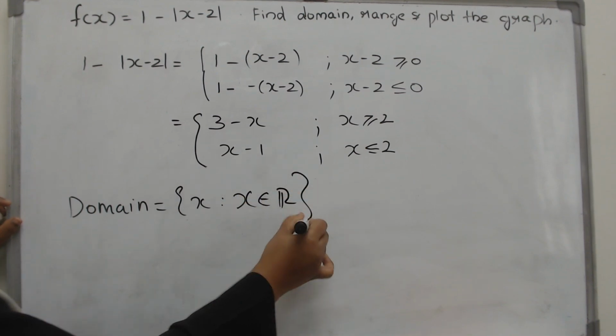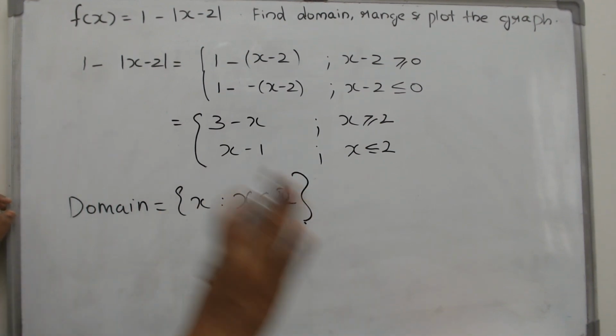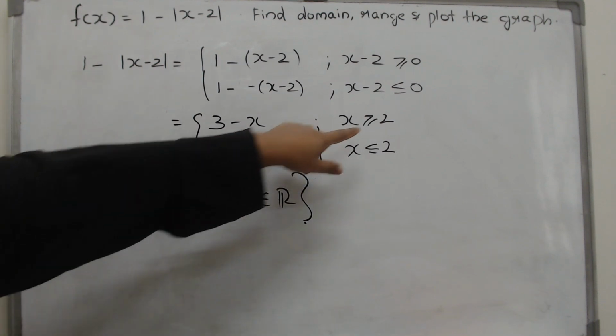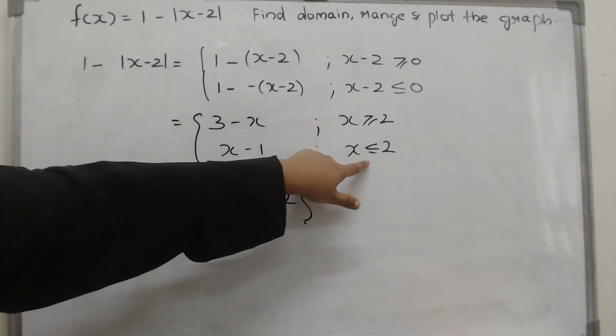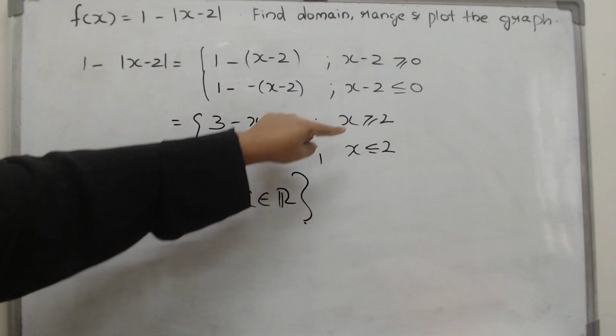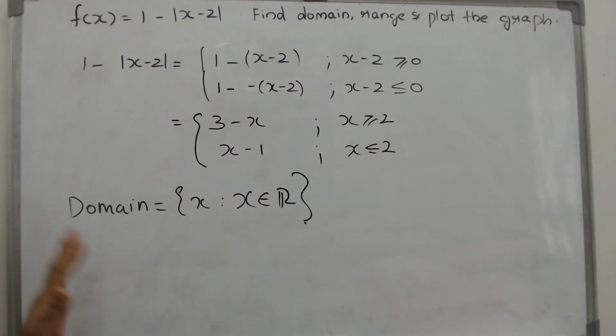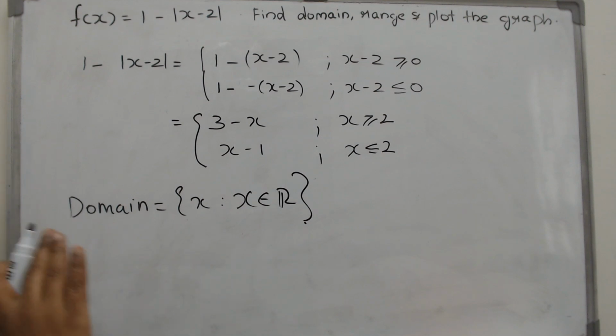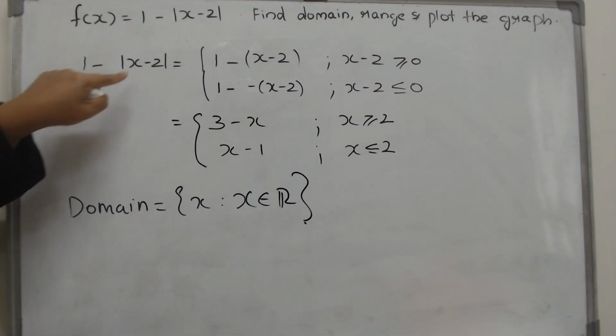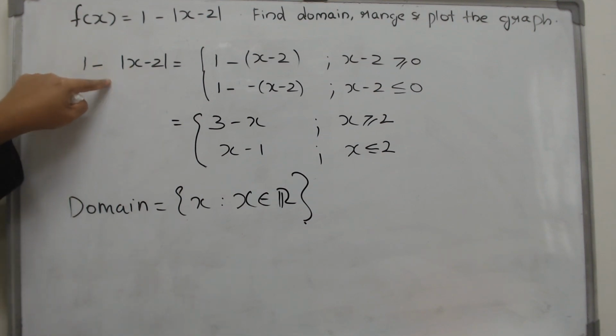The good news is that your domain is the whole of the real numbers, or for all the numbers greater than 2, for all the numbers less than 2, and at the breaking point 2 also it is defined. So that's good news. Now we go on to range. What is the range? What is the maximum or the minimum value that this function can take?